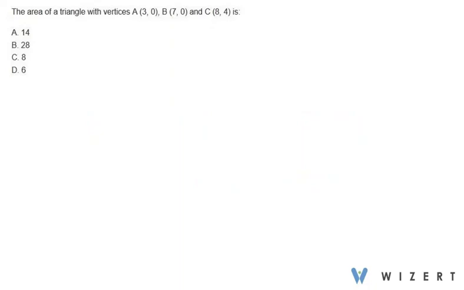We have this question here. The area of a triangle with vertices A (3, 0), B (7, 0) and C (8, 4) is.